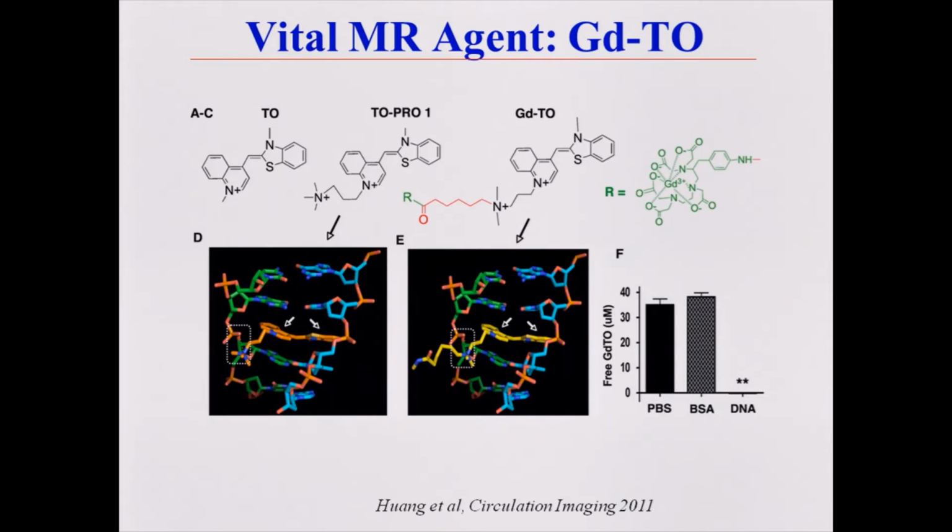And that's the basis of a whole panel of fluorescent agents such as propidium iodide, SYTOX green, and this agent here, thiazole orange. So again, my collaborator Lee Josephson figured out how to bind gadolinium to thiazole orange and prevent its uptake by serum albumin, but still maintain very high specificity for DNA. And this just shows some simulations of how the Gd-labeled thiazole orange will intercalate into double-stranded DNA.